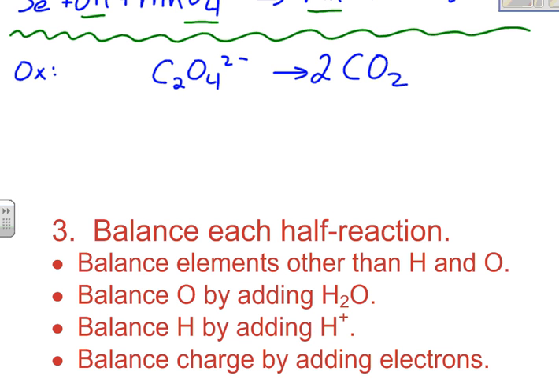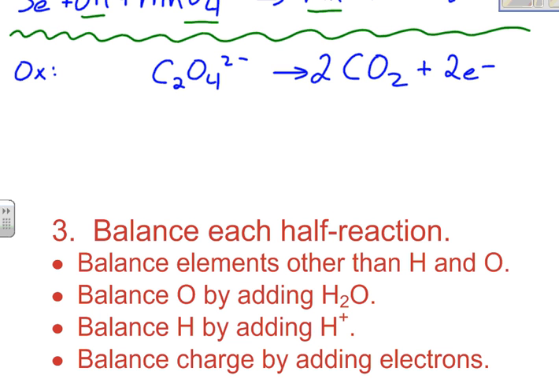I'm going to balance oxygen by adding water. So I have currently 4 oxygens on the left and 4 on the right. So I actually don't have to do anything with oxygen. And there's no hydrogen in the compounds either, so I don't have to do anything with either one of those. What about looking at the charge? Well, if I look at the charge, I have a 2 minus charge on the left with the oxalate ion. And over on the right, I've got a neutral carbon dioxide. So to get 2 negatives over there, I'm going to have to add 2 electrons. Now remember, oxidation loses electrons, so it's good that we have electrons being given off on that side there.